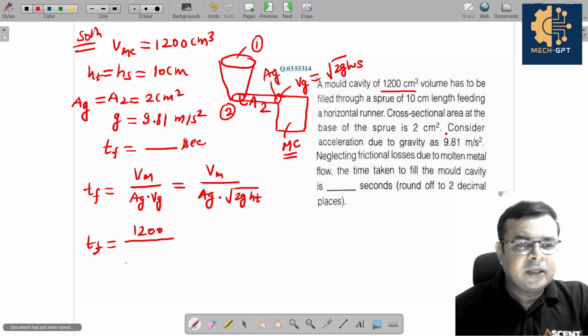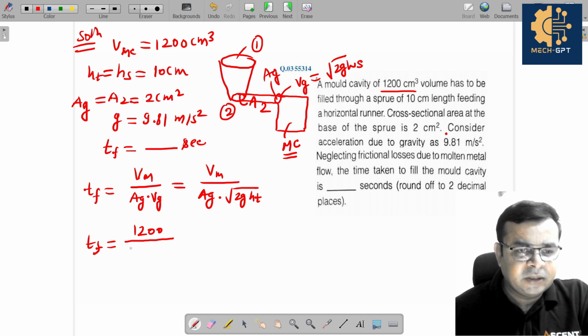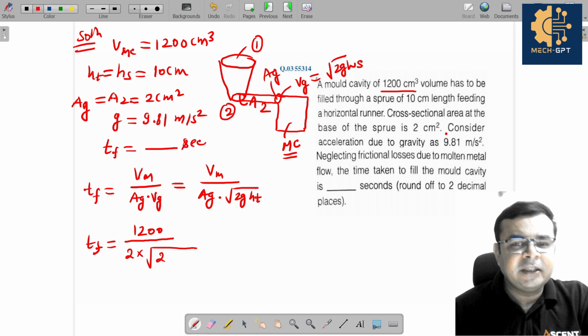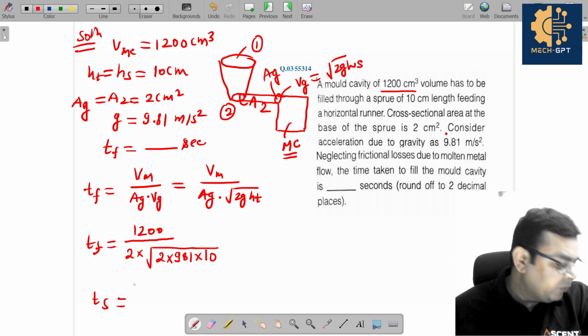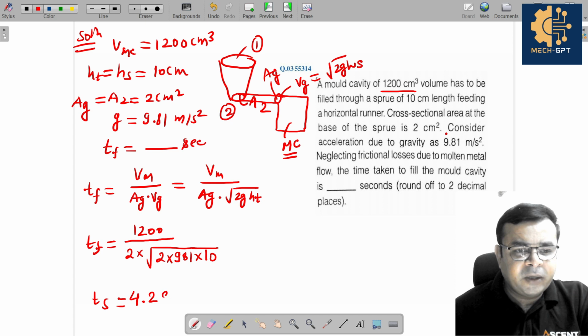Yes or no? Correct. So if you put these values here, we get 1200 cc over the area, which is given as 2 centimeter square, into the square root of 2g Hs. So we need to write this g in centimeters. By multiplying by 100, here we get 981 centimeter per second square into Hs, that is 10 centimeter. So when you simplify this expression, simply here we get 4.28 seconds. 4.28 seconds. Yes or no? Like this, you will get the answer.